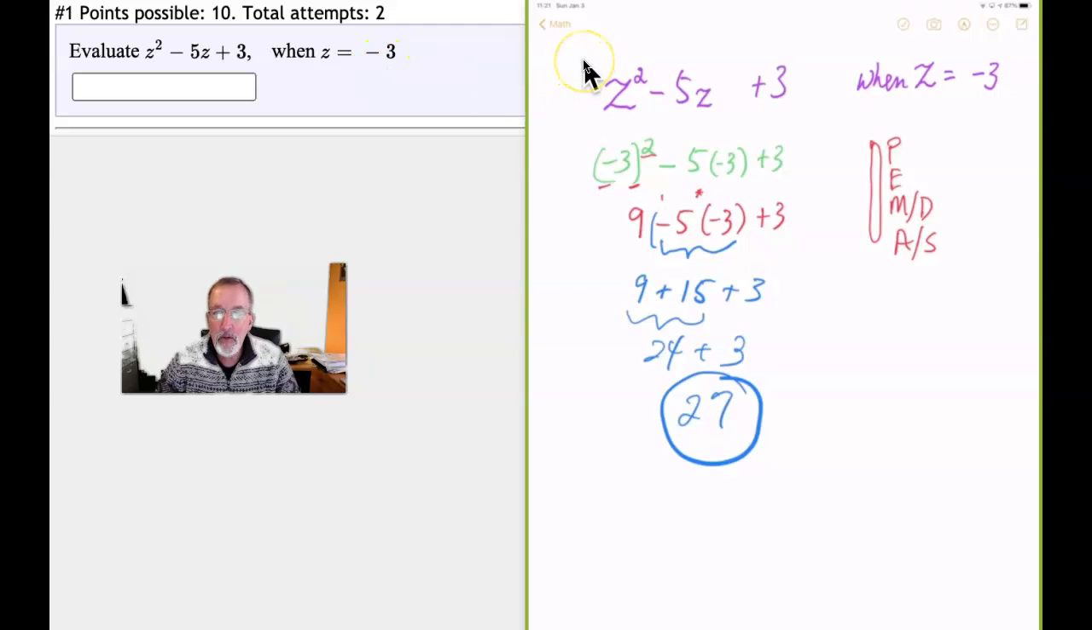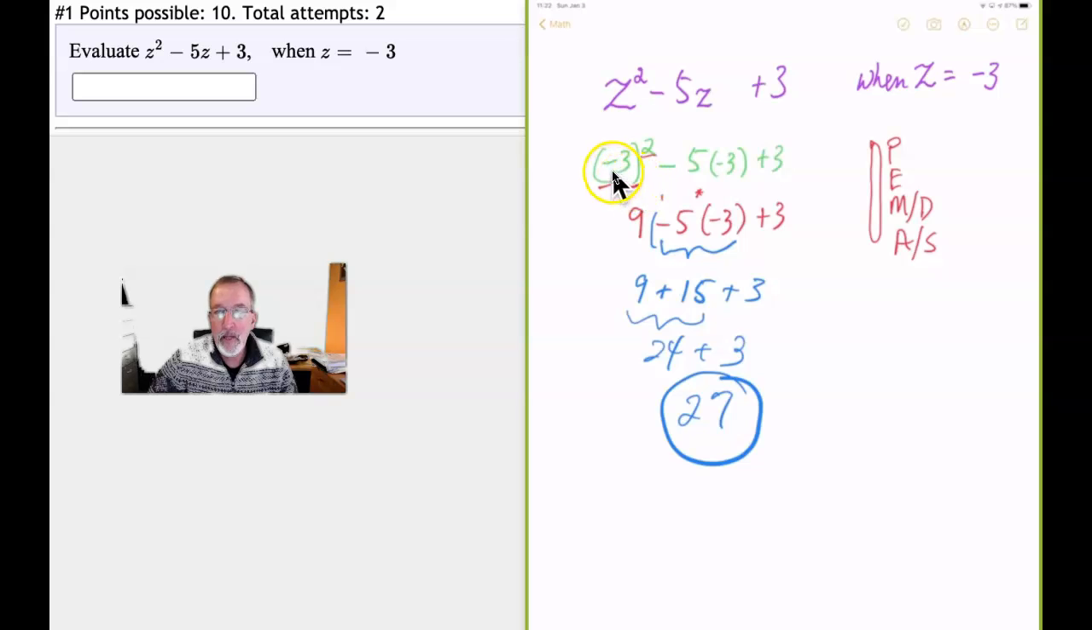Okay, so I've got a worksheet here that's all made out already, and the worksheet you submit when you finish your assignment will look a little bit like this. You may have a different problem. I copied out the original problem, which was z squared minus 5z plus 3, when z is equal to negative 3. And then the first step is to substitute negative 3 everywhere you see a z in this formula.